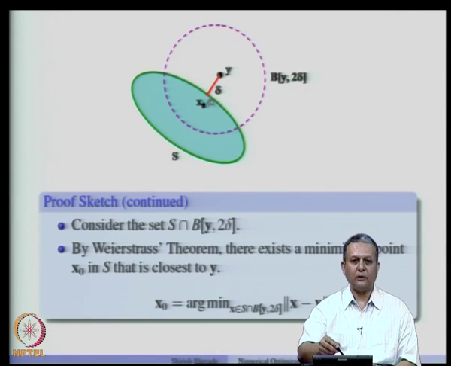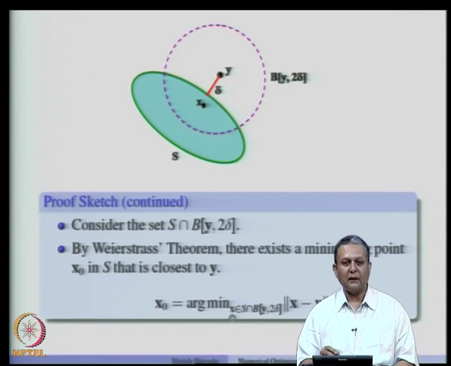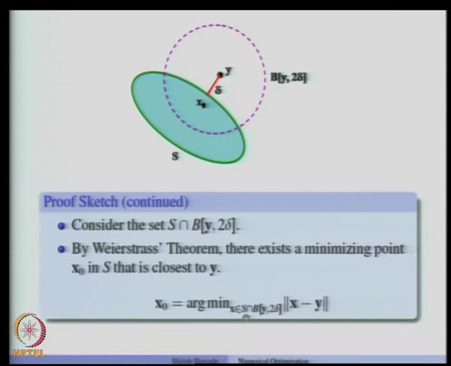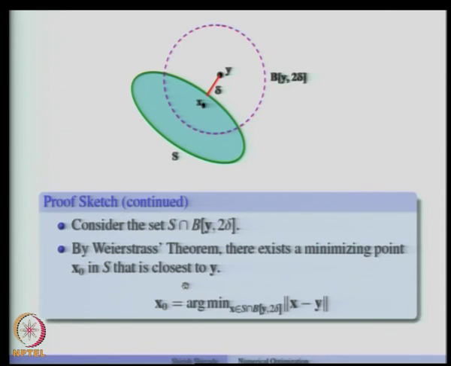So, this point x0 is shown here. This is closest to y, and x0 can be written as the argmin of norm of x minus y, where x belongs to S intersection B(y, 2 delta), that is, the ball of radius 2 delta centered around y. So, such an x naught exists now by using Weierstrass theorem. So, what we have shown so far is that there exists a minimizing point in the set S that is closest to y.